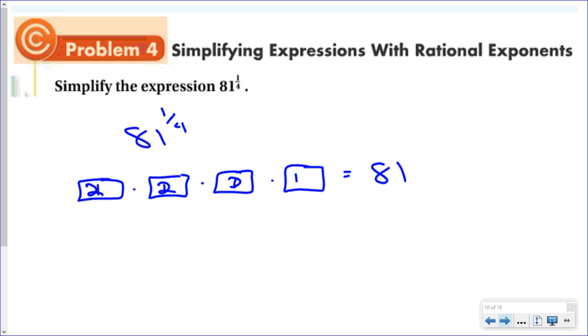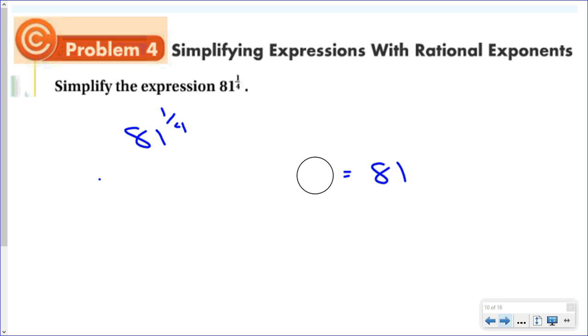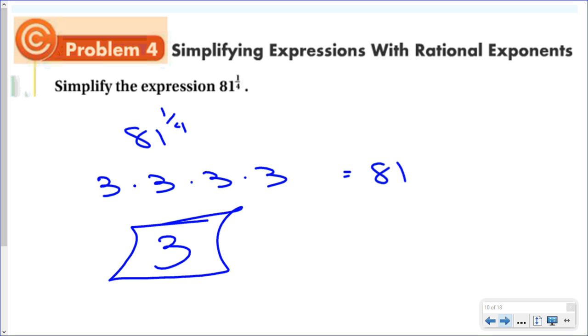Try 2 times 2 times 2 times 2. Well, 2 times 2 gives you 4, times 2 gives you 8, times 2 gives you 16. We're still not there yet. So then we'll try a 3. Remember, we need 4 of them. 3 times 3 is 9, times 3 is 27, times 3 is 81. Your final answer here is 3. And this actually reads, what is the 4th root of 81? The final answer is 3.